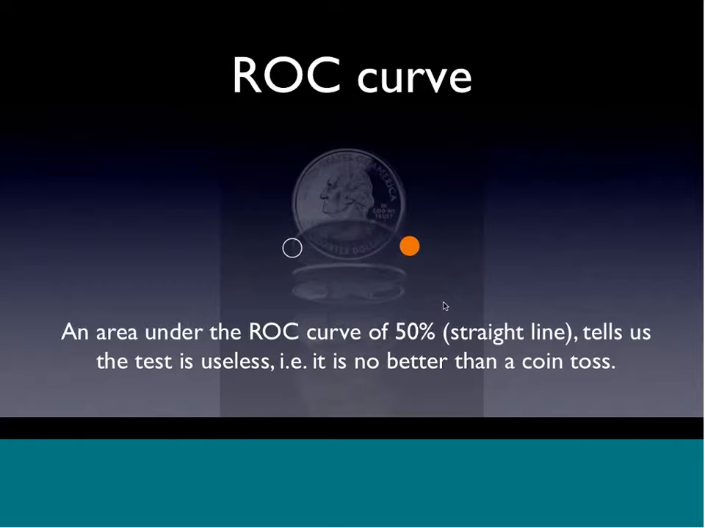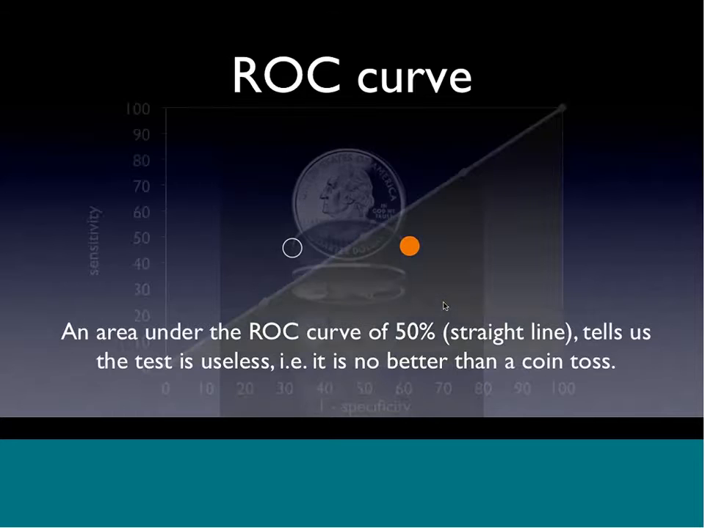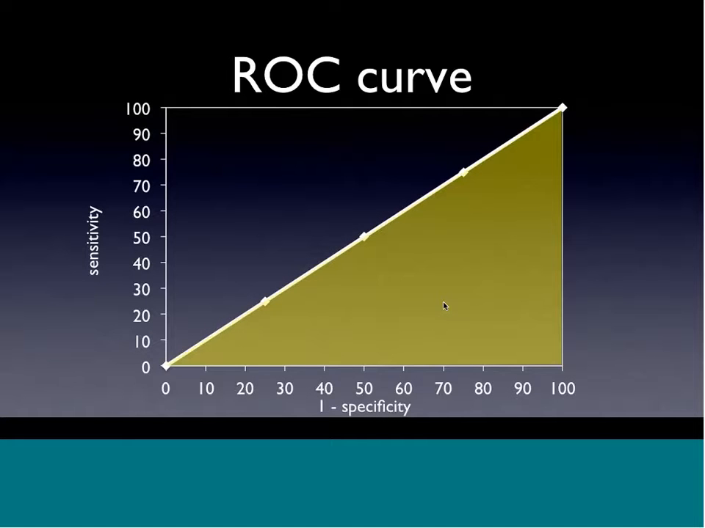Now, if you have an area under the curve of 50%, that is a straight line, the test is useless. It is not better than a coin toss. And that's what it is here. A straight line is a useless test.